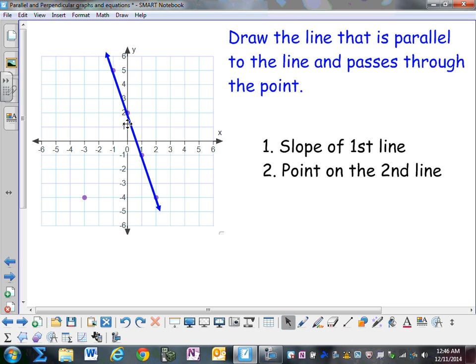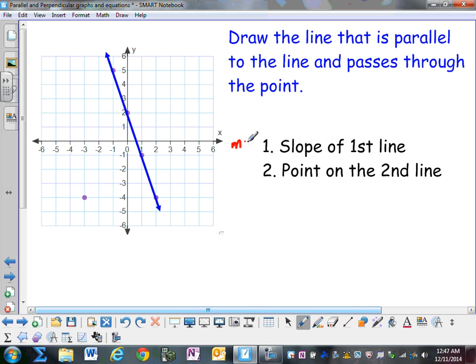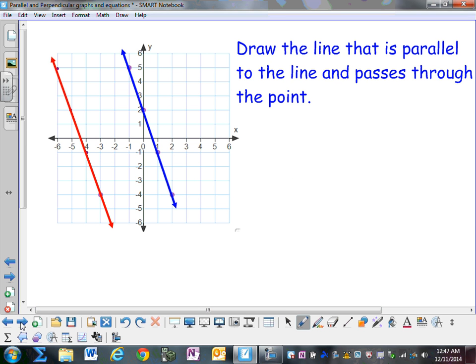I need the slope of this first line and the point on the second line. So the slope of this first line is -3. Once I get the slope, since they're parallel, I'm going to use the same slope. I'm going to start on the point on the second line and just apply a slope of -3. And draw my line. So that line is parallel to that line and passes through that point. So that's how we would do it on a graph.